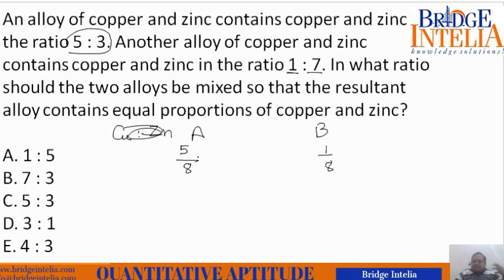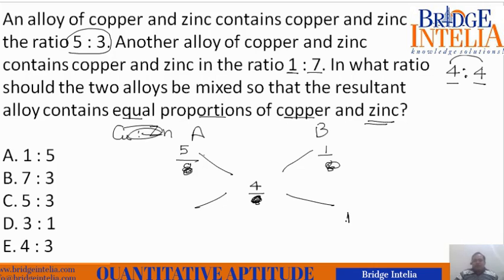You are thinking, in what ratio should I mix them to achieve what? Equal proportions of copper and zinc. Equal proportions of copper and zinc means in the ratio 4:4 or 1:1. So 4 out of 8 parts copper is what you want in the resultant. Apply the crisscross method here and you will get the ratio. All these 8s will get cancelled. The difference of 5 and 4 is 1, the difference of 1 and 4 is 3. So the ratio is 3:1.